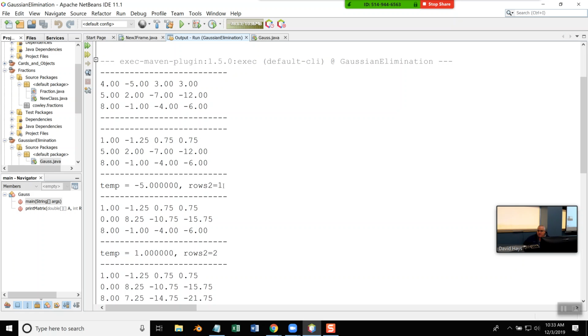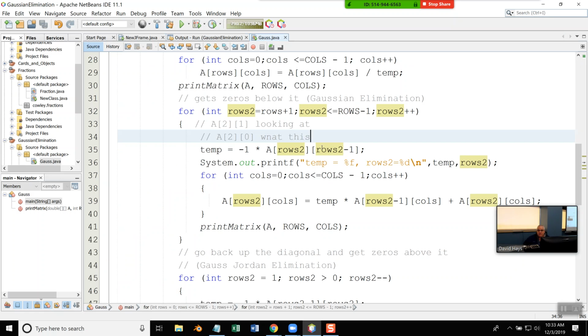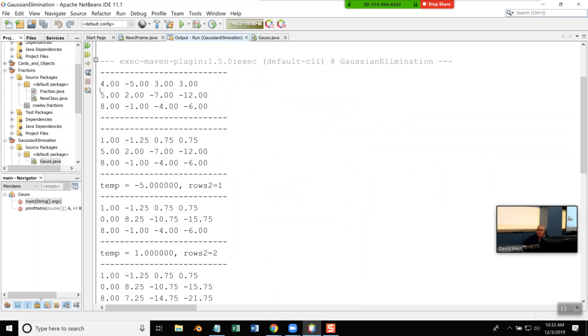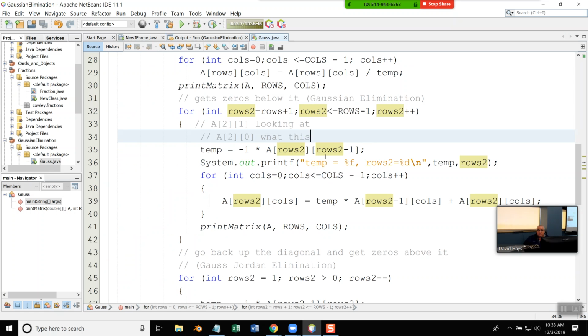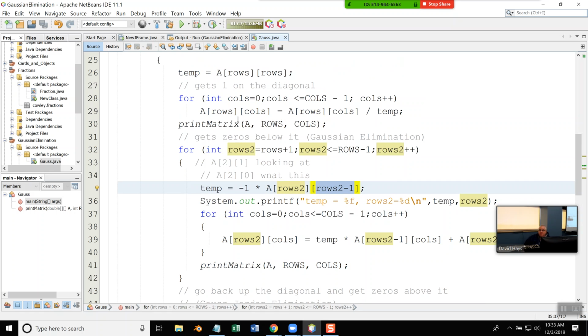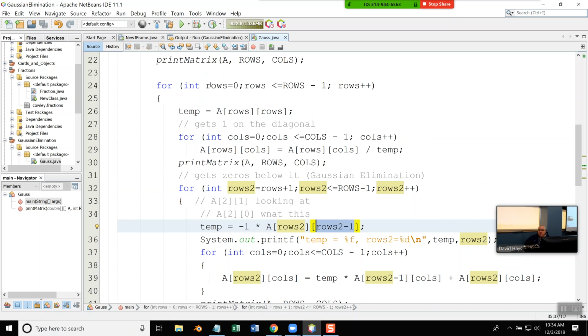Okay, so rows 2 is equal to 1. So if that's 1, this is accessing 1, 0. 1, 0 would be this one. So that's right. And this one I want it to access 2, 0. So this is always 0, which would correspond to the rows we're on.